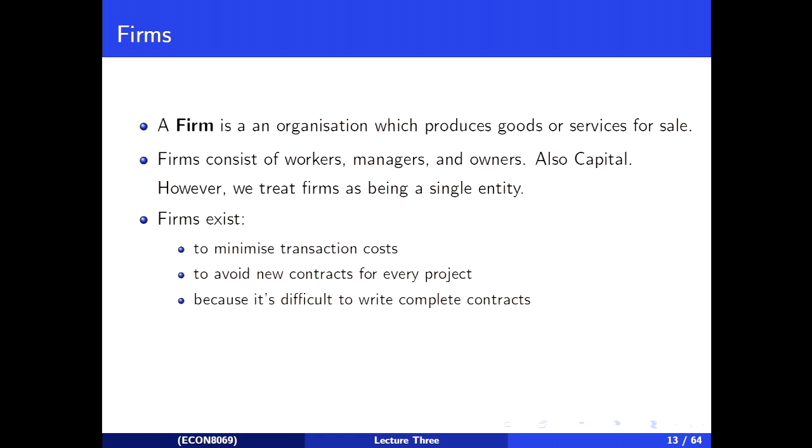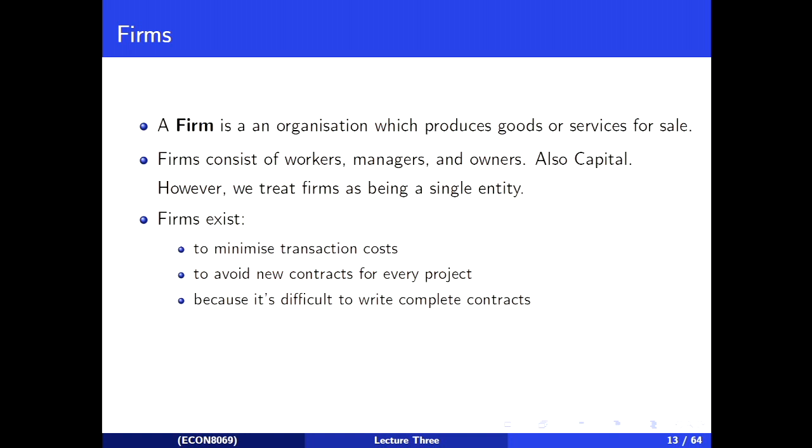So a big part of why we think firms exist is to minimize these transaction costs, to minimize those negotiation costs. A big part of why these things exist is, in the same sort of vein, to avoid having new contracts for every single project. If you're working at the university, it's a lot easier to have someone who's full-time staff who you give a project to, rather than having to find a new person every single time. Even if you're finding the same person every time, it's typically cheaper or easier to have someone who's just on staff.